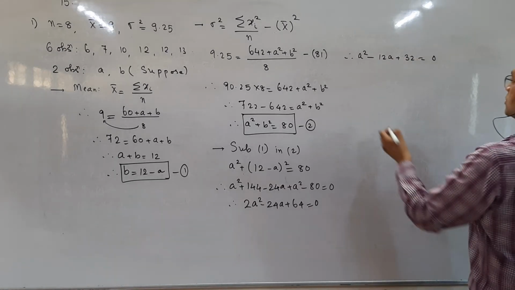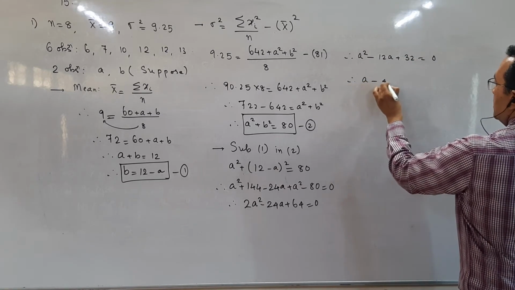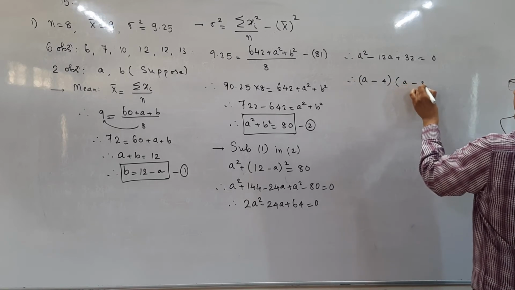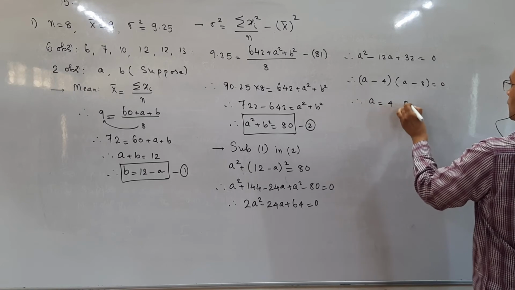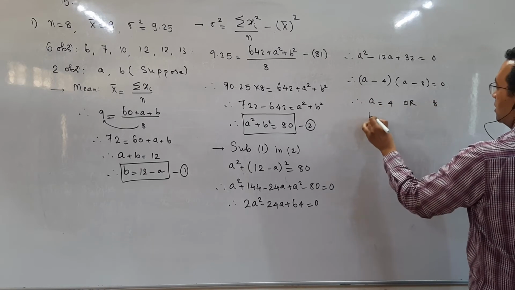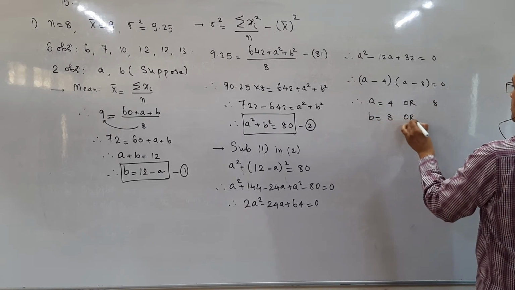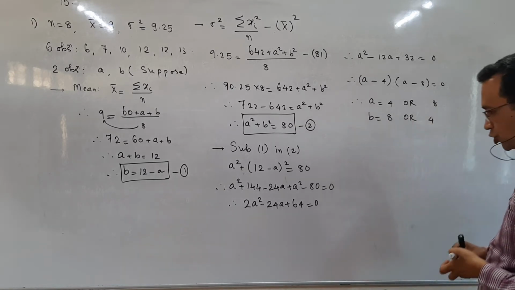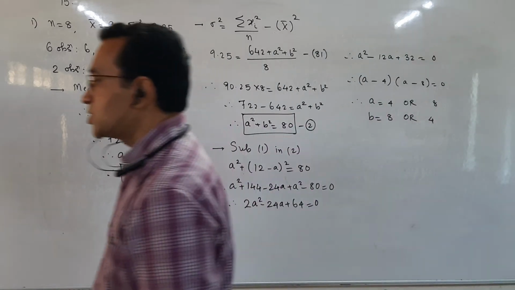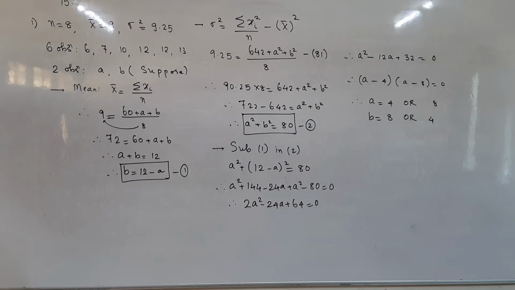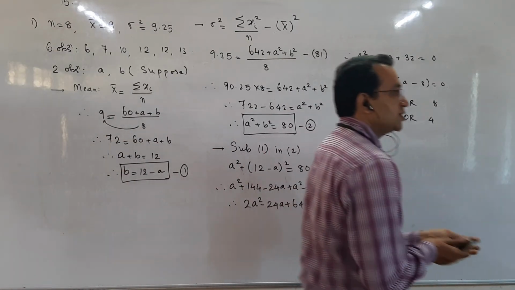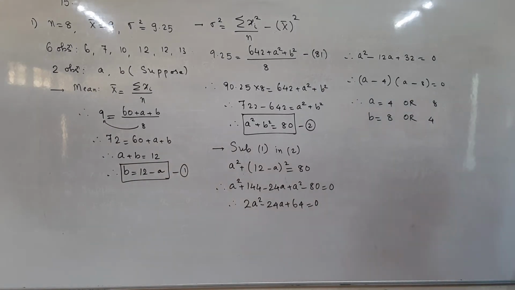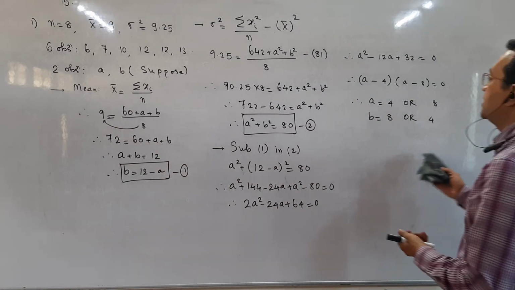8 fours are 32, 8 and 4 is 12, add. So a is equal to 4 or 8. Correspondingly b is equal to 8 or 4. So in short, the two missing observations will be 4 and 8 or 8 and 4.